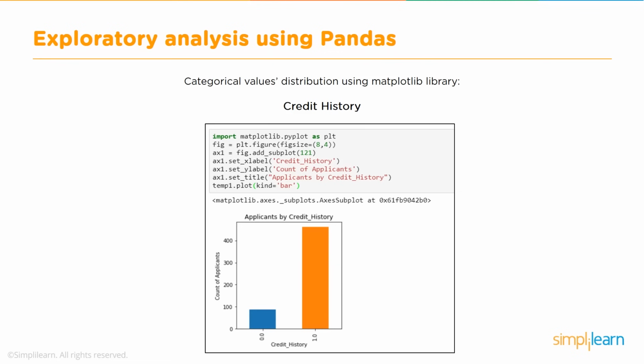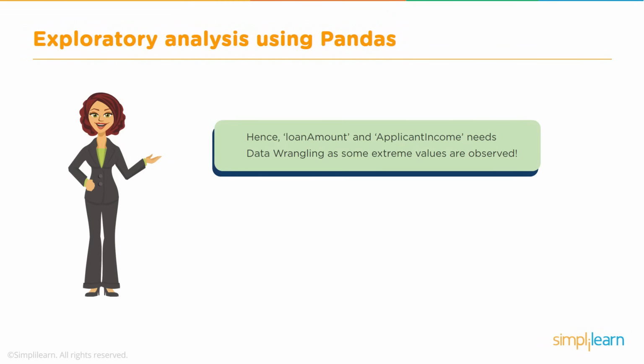Credit history is a binary value. Some people have a value of 0 and some have a credit history of 1. This is just like a flag. This basically tells us how many people have a 1 and how many have a 0. It looks like the majority of them have a value of 1 and a few, about 100 of them, have a value of 0.